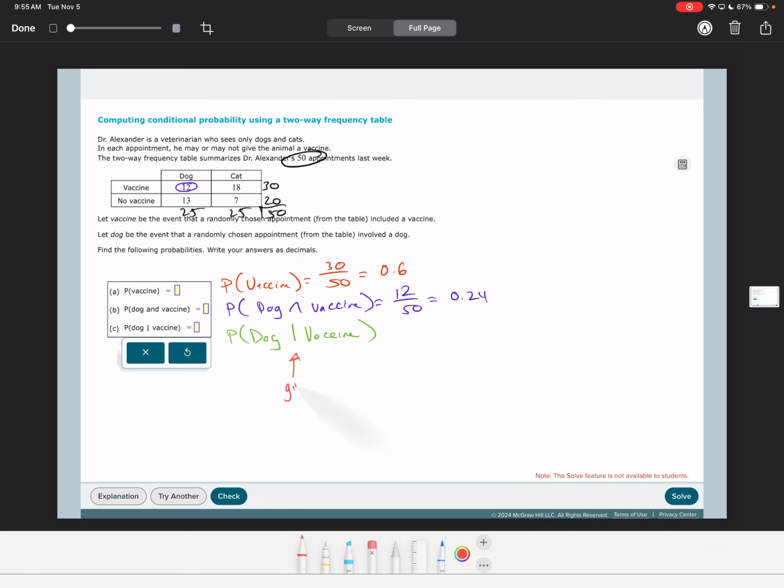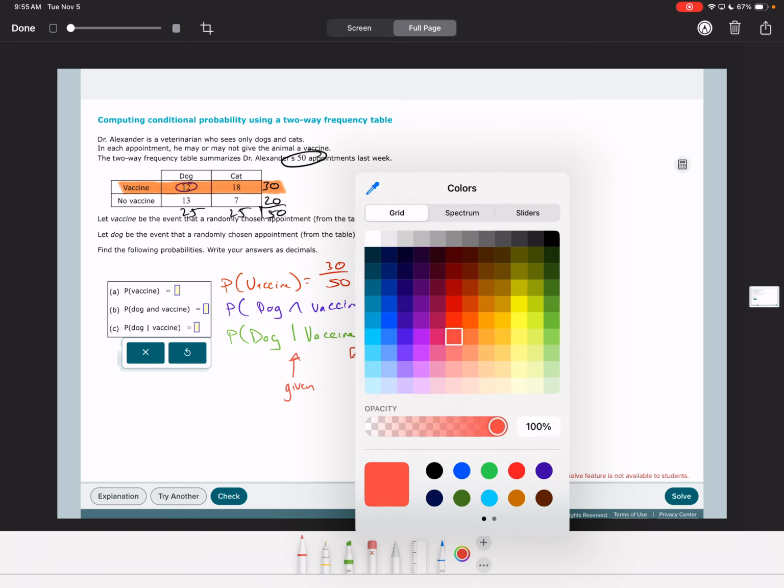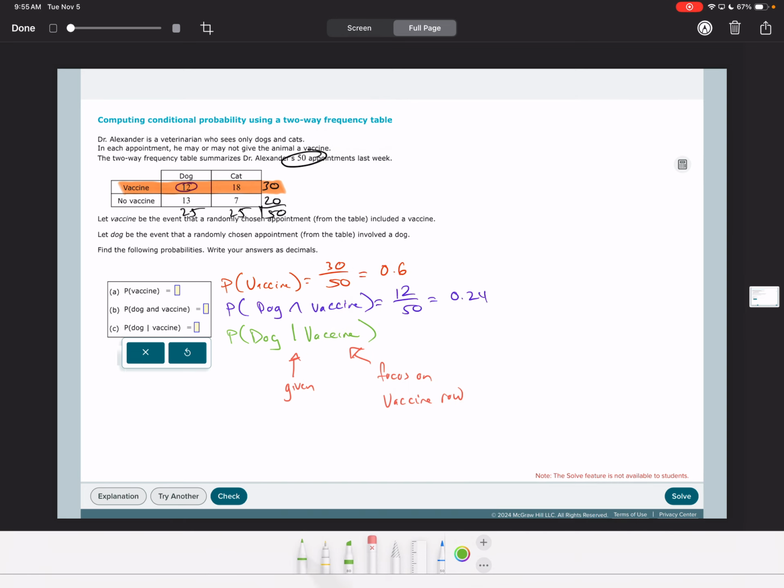So again, this means given. And the second one tells us to focus on the vaccine. This is a row. So focus on the vaccine row. I'm going to just focus on this row right here. So I put all the vaccinated ones in one room, and then I walk in there and I say, okay, what's the probability we pick a dog from that row? So the probability I pick a dog from that row would be 12 out of 30, which is 40%. Okay. So anytime you see this second one, you focus on that row or that column, and that's the only spot you're looking at. You separate them out.